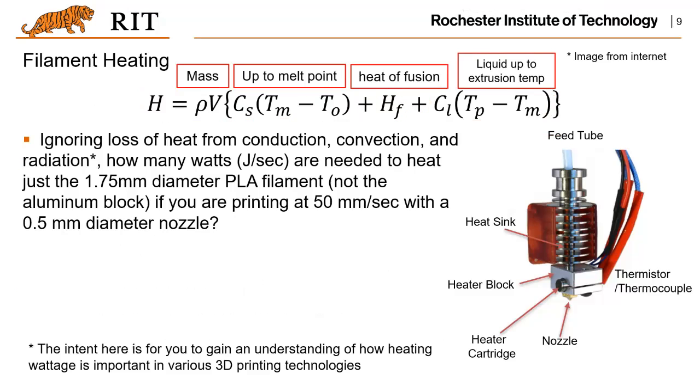So if we have a printer, and let's assume there's no loss of heat from conduction, convection, and radiation, meaning no energy is lost, right? Now let's determine how many watts are necessary to heat a printing process with 1.75 millimeter diameter PLA filament. Also, you want to print your part at 50 millimeters per second with a 0.5 millimeter diameter nozzle.